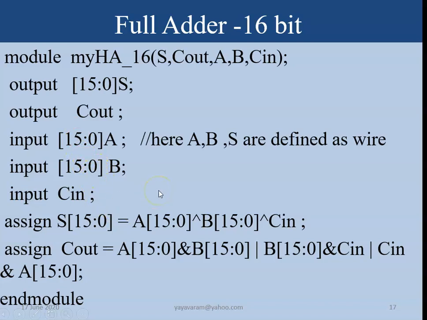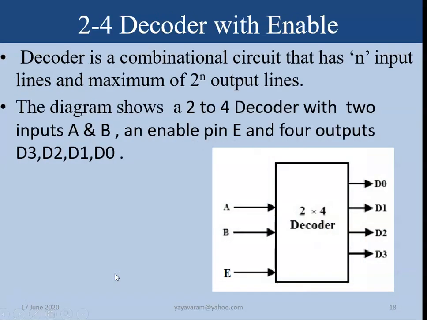The procedure is the same, except that we represent these as vectors. As I already told you, multi-bit inputs are represented by vectors. A is a vector, b is a vector, sum is also a vector. Same logic: assign sum, which is a vector, equal to a XOR b XOR c in. Carry out is a dot b, or b dot c in, and similarly c in dot a. So this is how we write a 16-bit adder also.